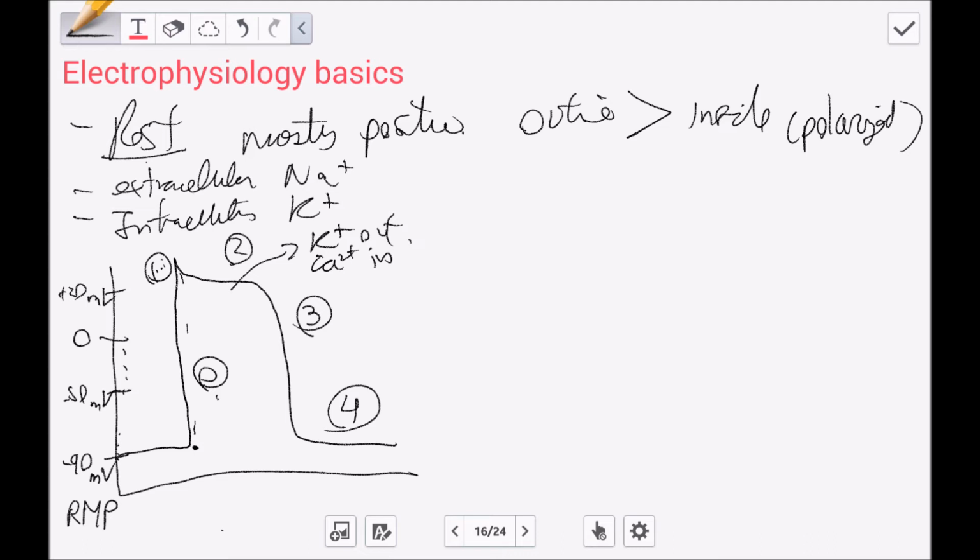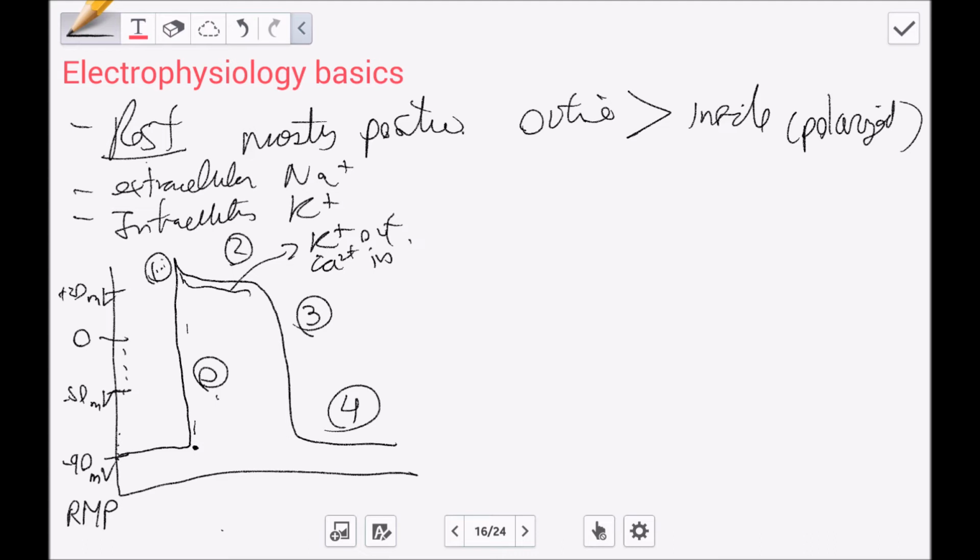So because potassium is going out fast and calcium is still rushing in, you have this plateau, because the plus and minus are starting to slowly balance each other. So therefore you have that little plateau that is not going down, it's not going up, right?